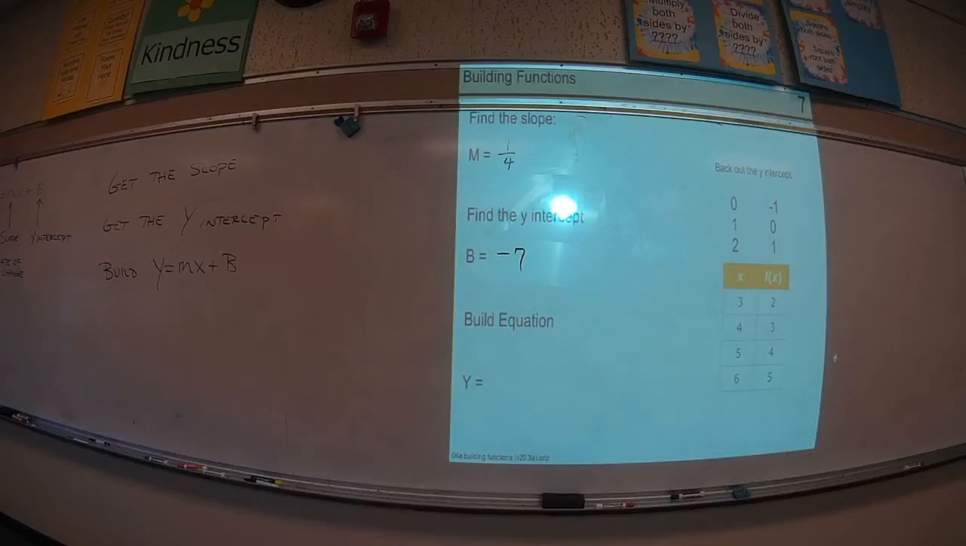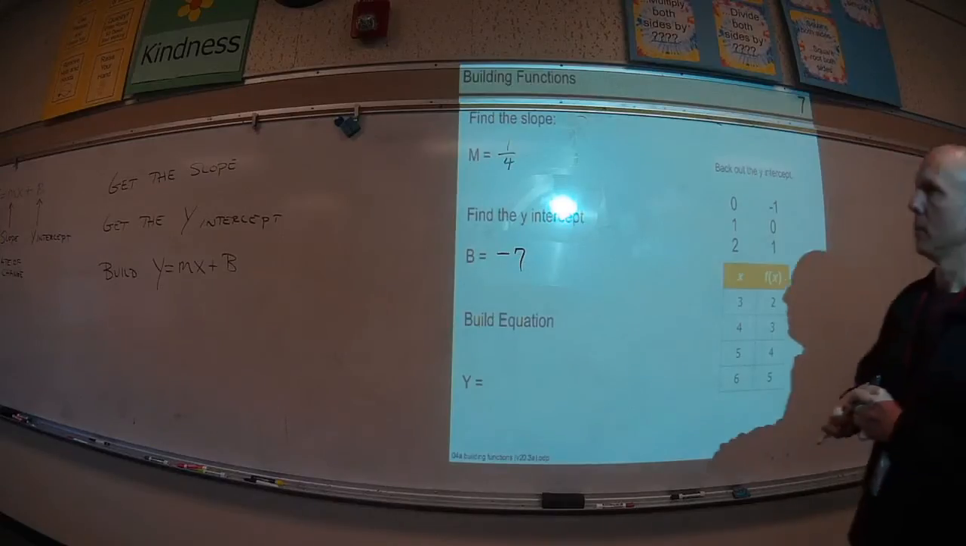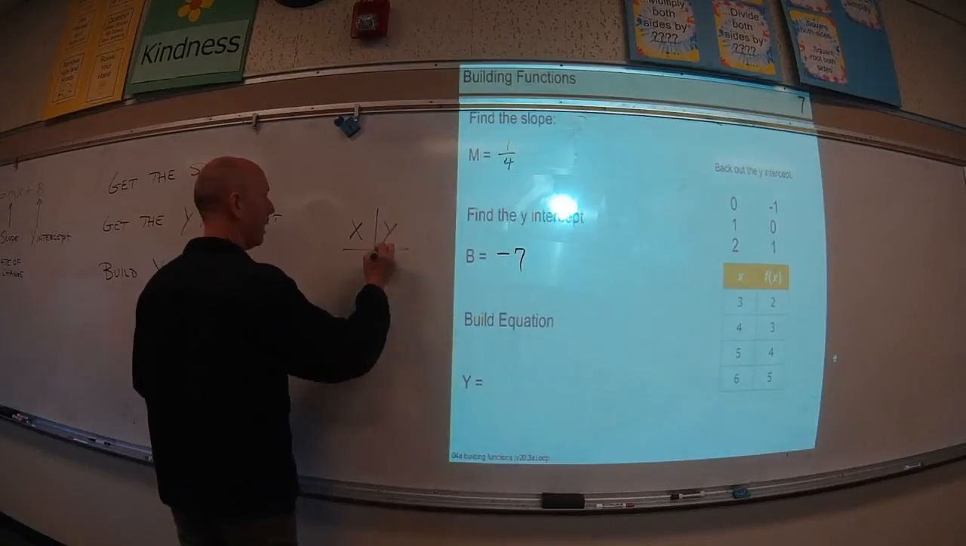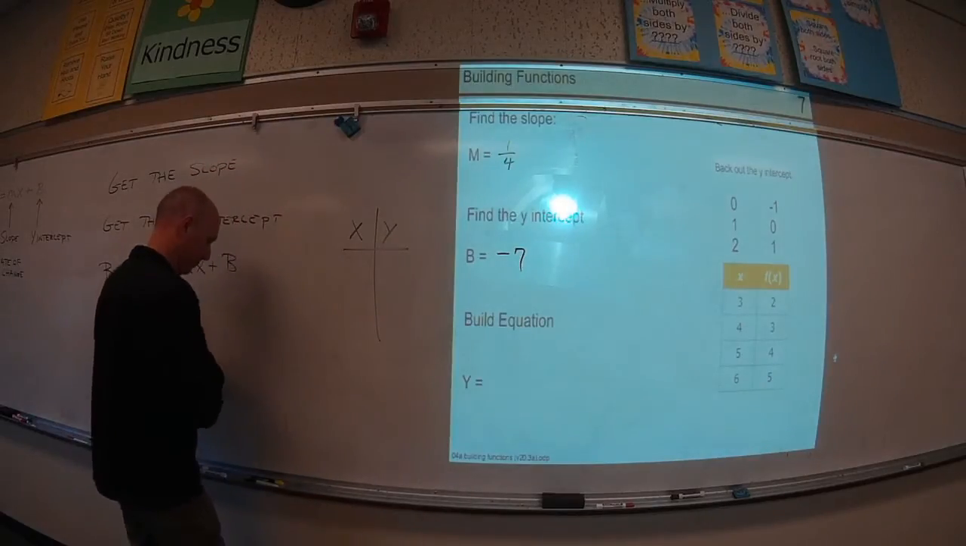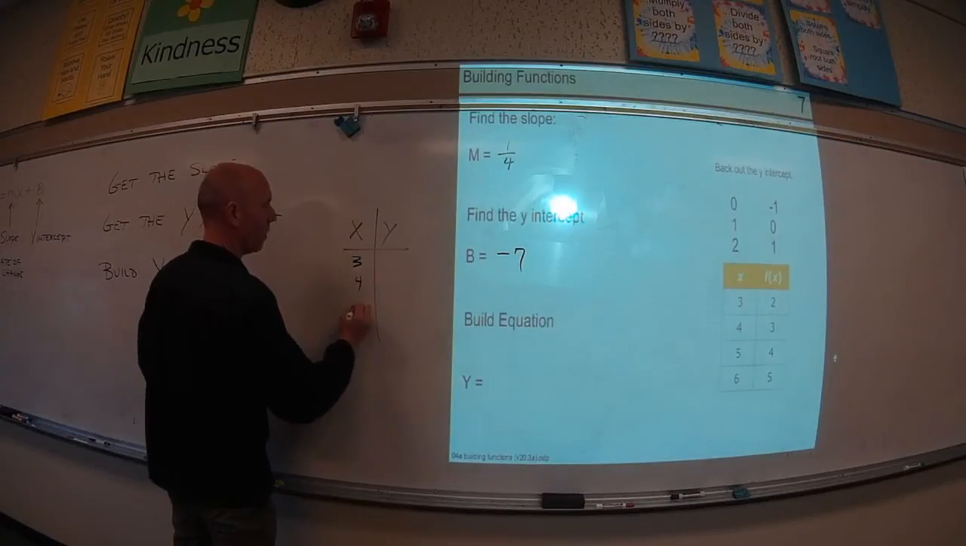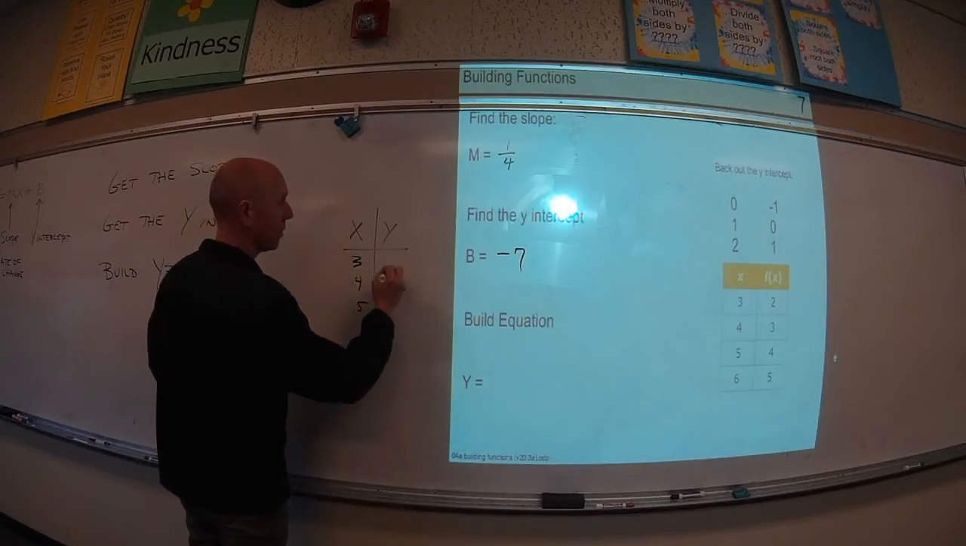I know it says f of x, but we can think of that as a y. If I have x, y. 3, 4, 5, 2, 3, 4.